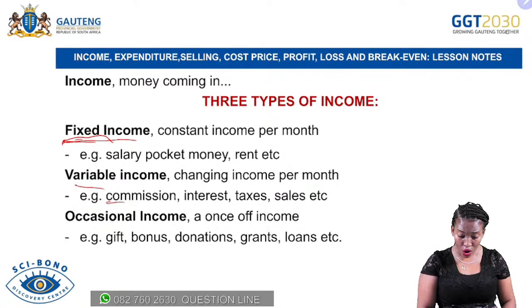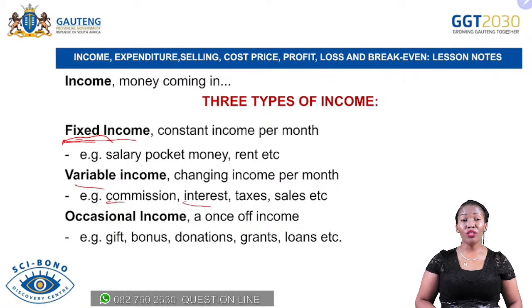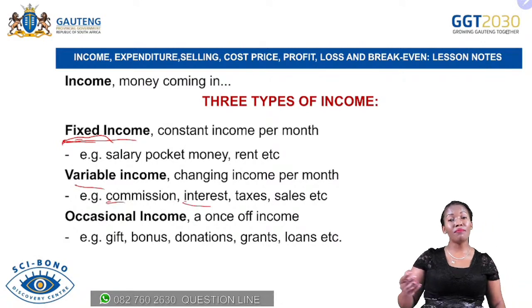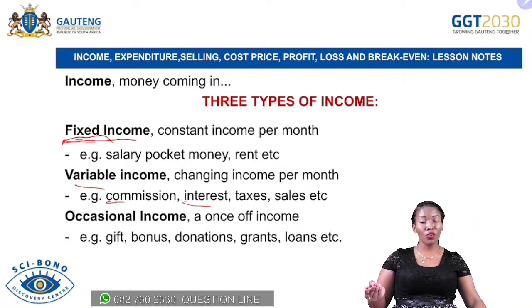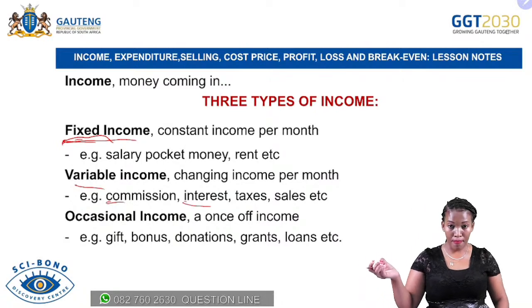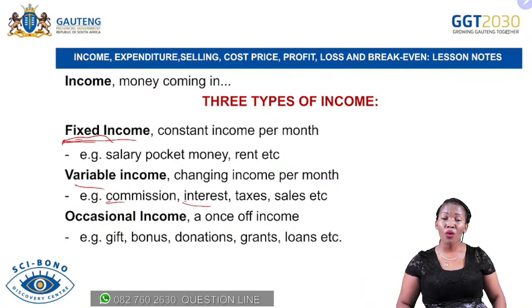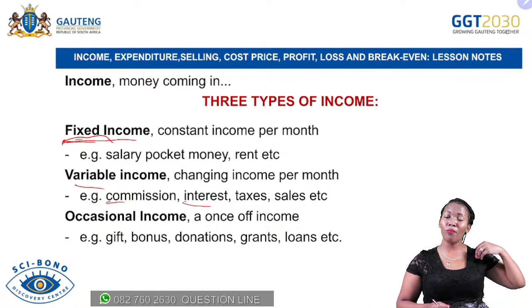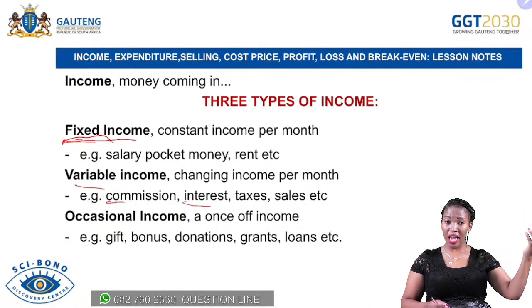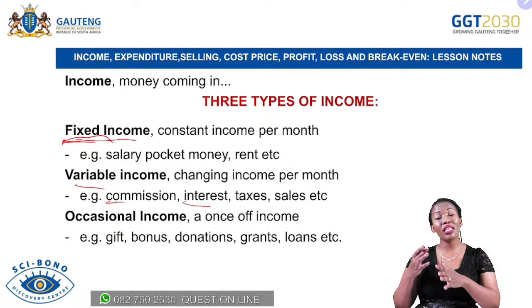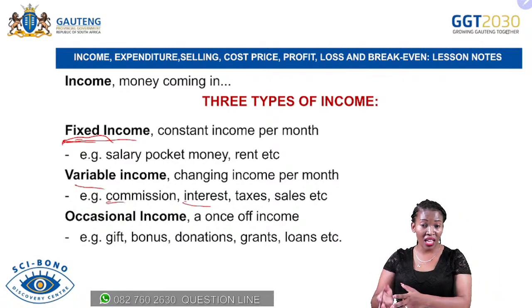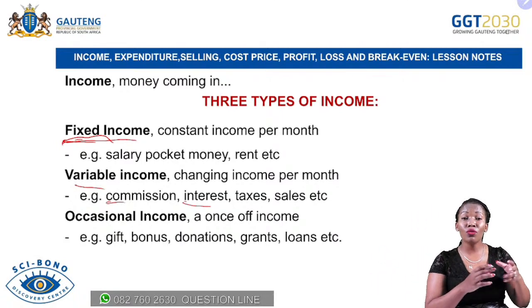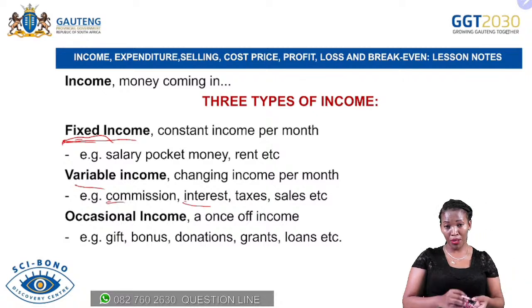Another example of variable income is interest. If maybe you've invested money for a certain period of time, the interest money that you're going to receive this month will not be the same interest amount that you're going to get the next year, because again, it depends on the amount of money that you've invested. It also depends on the interest rates at that particular period.